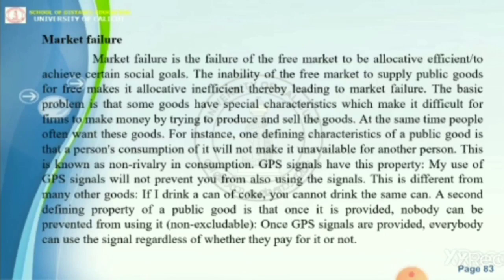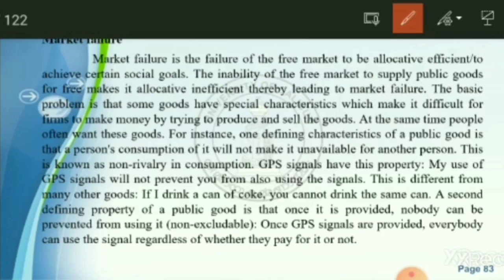For instance, one defining characteristic of a public good is that a person's consumption of it will not make it unavailable for another person. This is known as non-rivalry in consumption. So, what is non-rivalry? One person's consumption does not make it unavailable for another person's consumption. GPS signals have this property. Your use of the GPS signals will not prevent me from also using the signal. This is different from many other goods. If I drink a can of Coke, you cannot drink the same can.